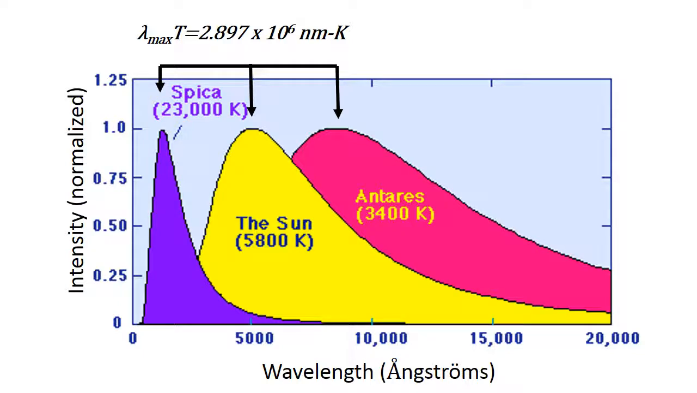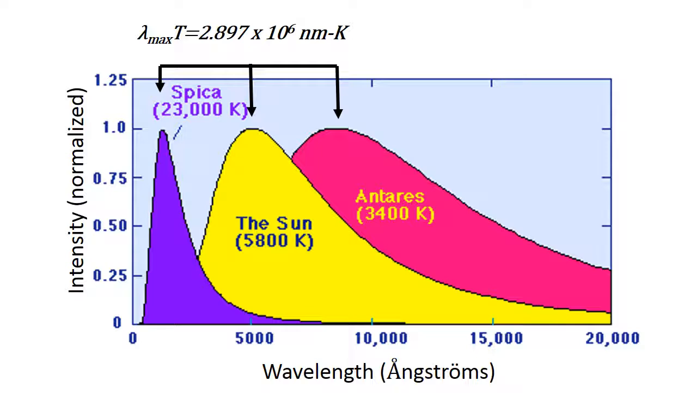This slide shows an idealized sketch of three thermal emission spectra from three stars. Antares is a red giant with an emission temperature of 3400 Kelvin. Our Sun is a fairly normal star with an emission in the yellow-green part of the spectrum as its maximum and has a temperature of 5800 Kelvin.